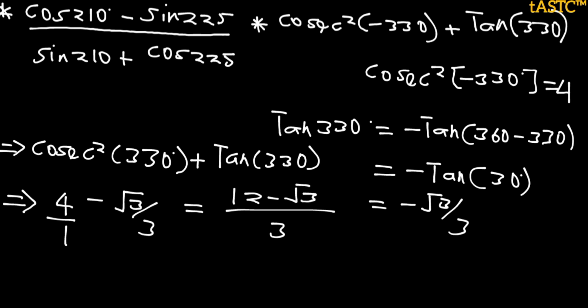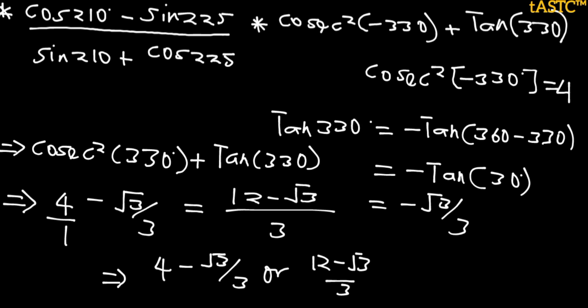So there are actually 2 possible answers. You might be given 4 minus root 3 divided by 3, or 12 minus root 3 divided by 3. So all these are actually viable answers that you could be given. So that is basically it under quadrants of a triangle.